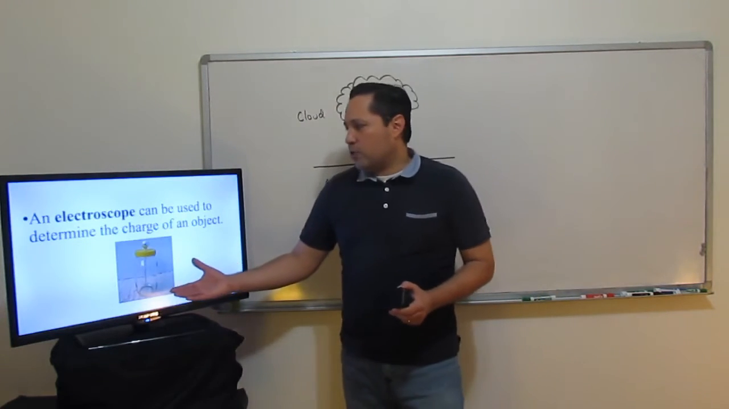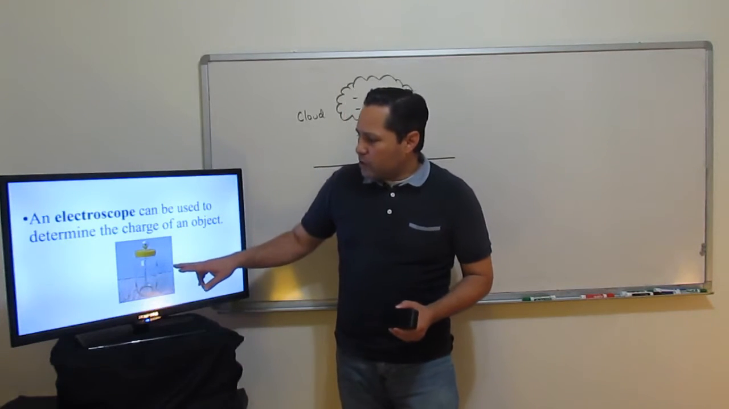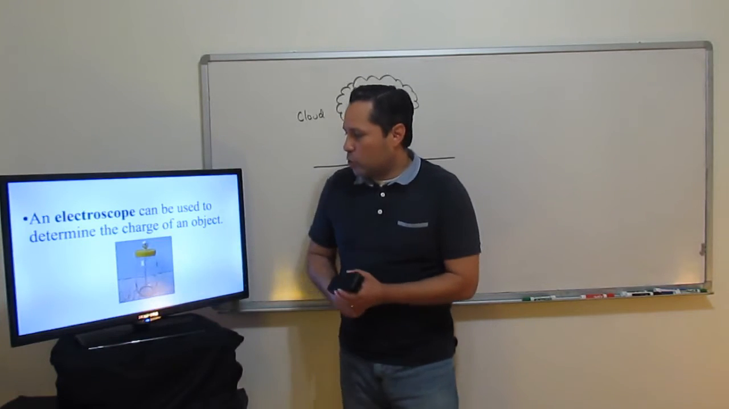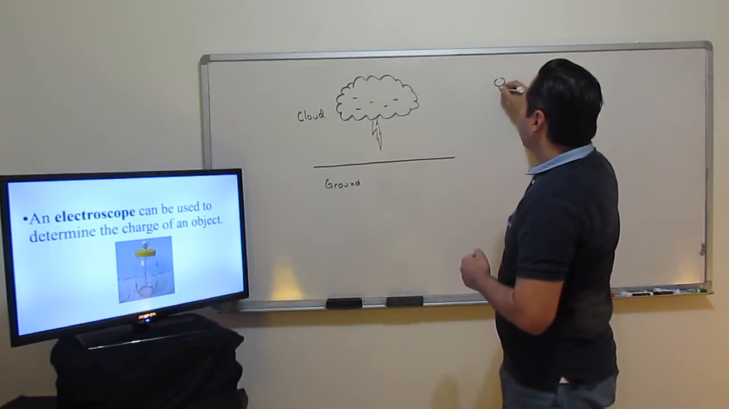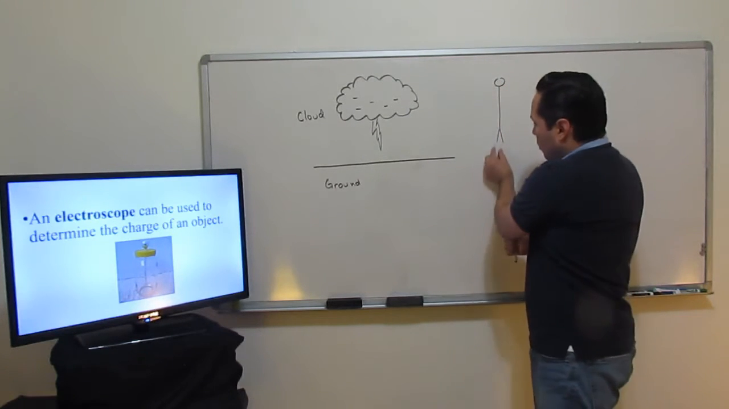This is a picture of an electroscope. An electroscope can be used to detect a charge. So it's a very simple device. It's got a metal ball on top, and at the bottom it's got two leaves, usually made up of some metal. And when there is no charge, well, the leaves are close to each other.